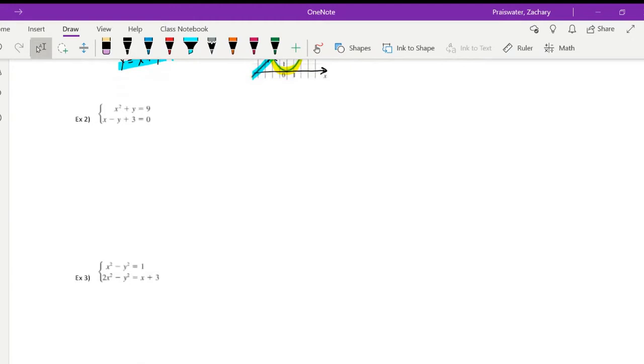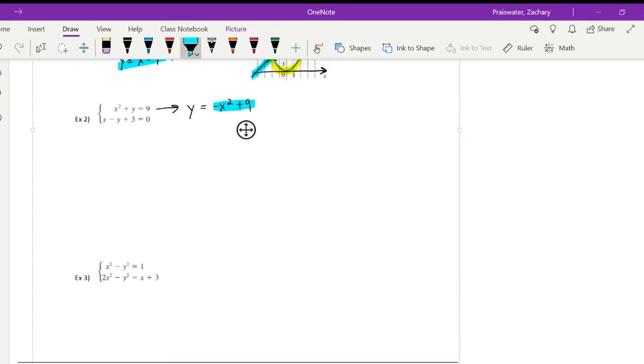Okay, let's look at example 2. Like we said, you can use substitution or elimination. I prefer to use substitution most of the time. So let's look at this one using substitution and just look at where you can get y by itself quickly. Here, this top equation, if I subtract x squared from both sides, then I get y is equal to -x squared plus 9.